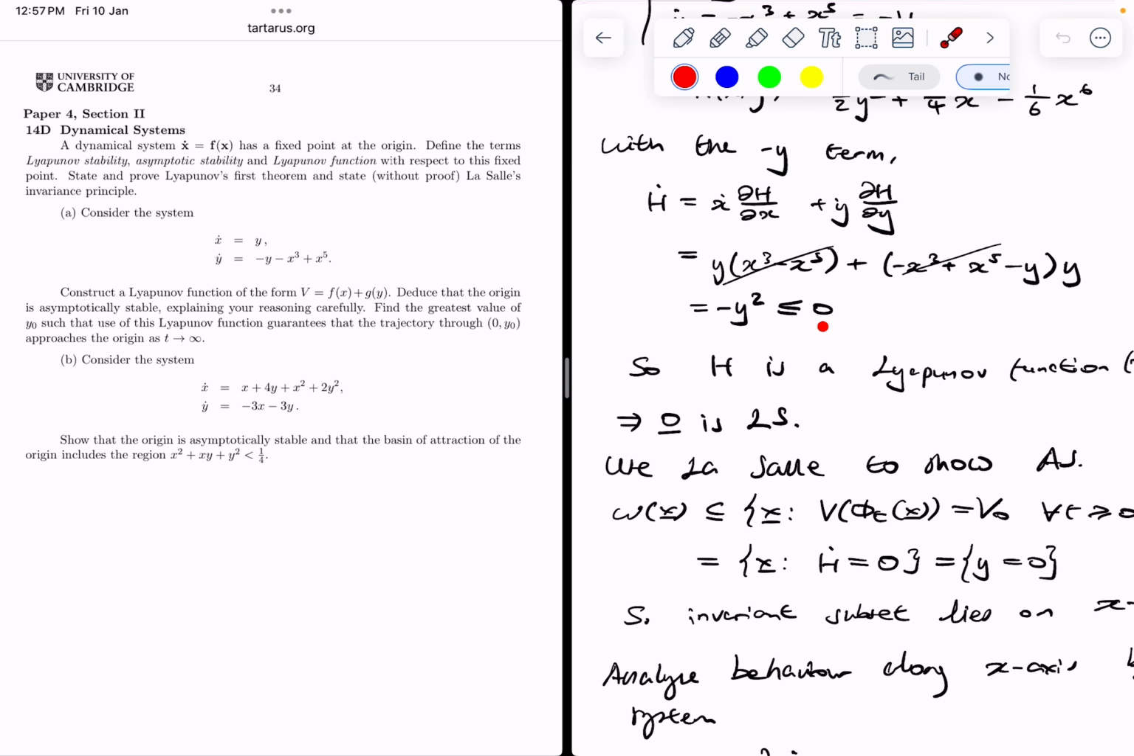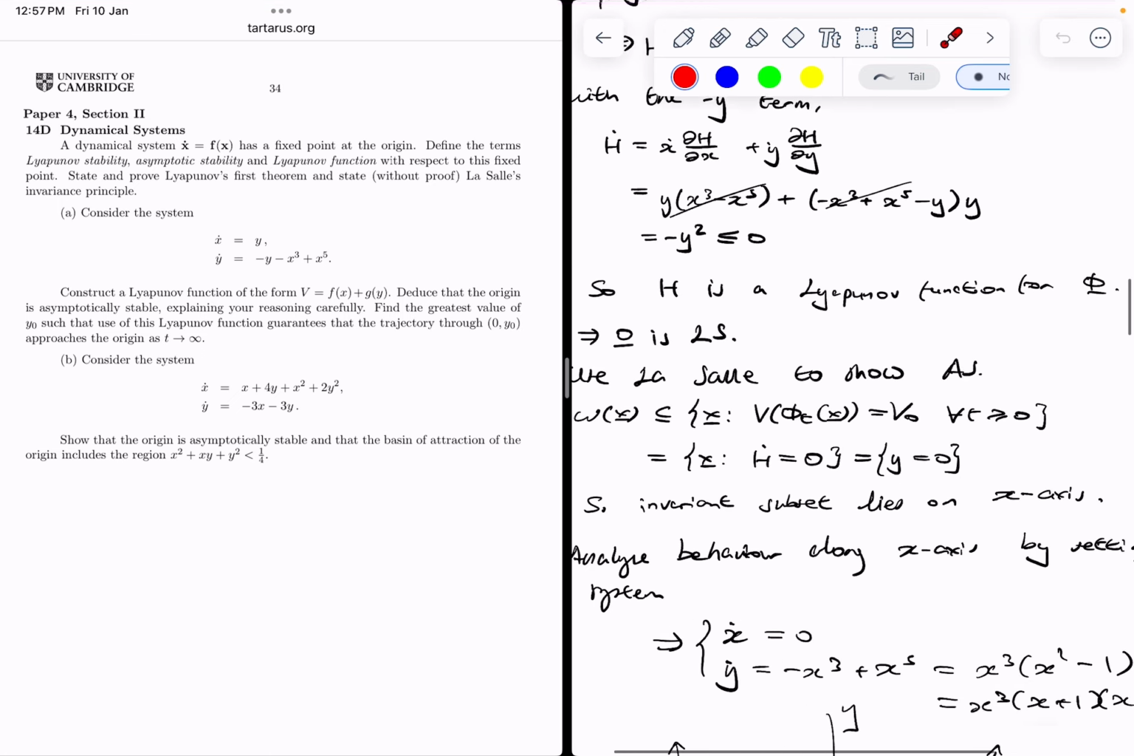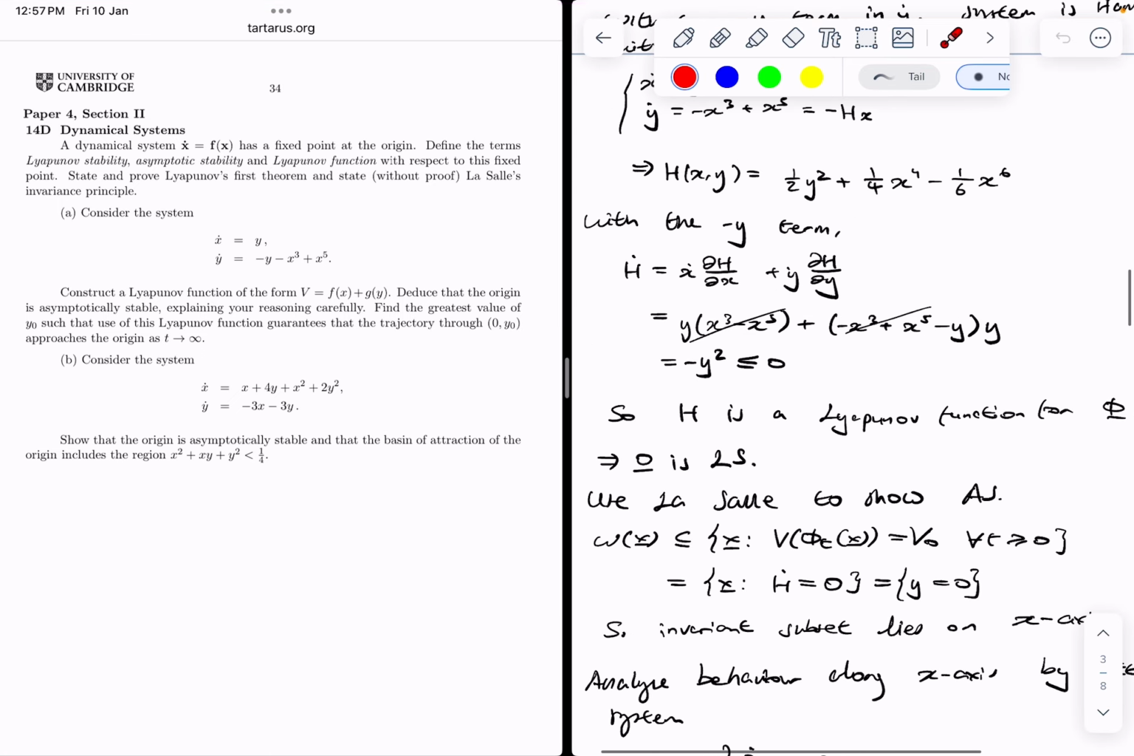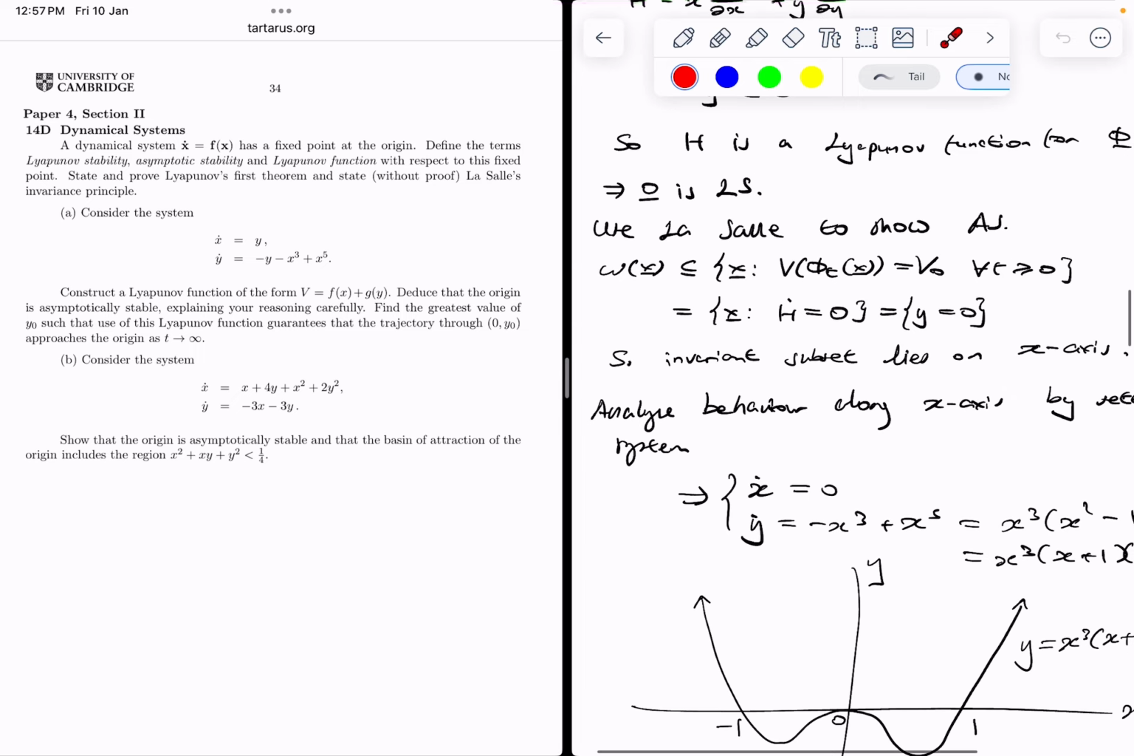And it turns out, quite conveniently, that h dot is less than or equal to 0, which makes h a non-strict Lyapunov function for the flow phi. So that only shows that the origin is Lyapunov stable. Now we need to use Lassalle to show that this is the only possible fixed point.